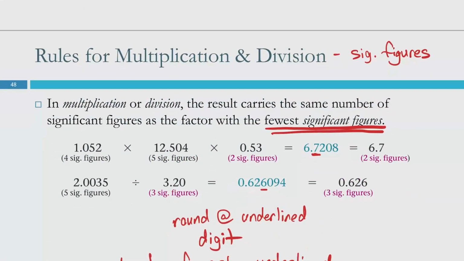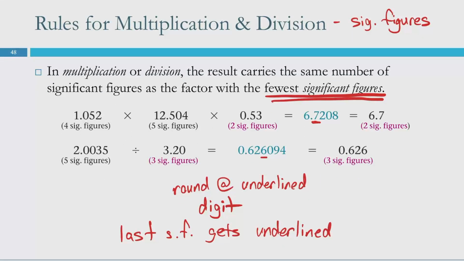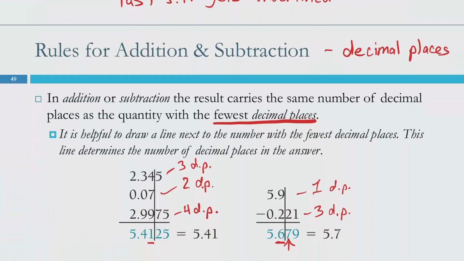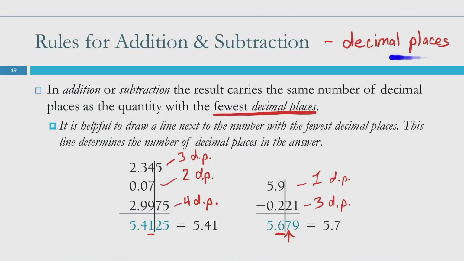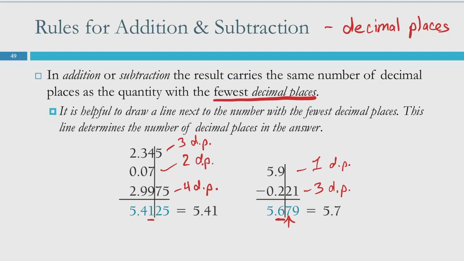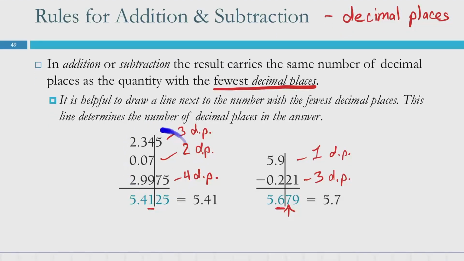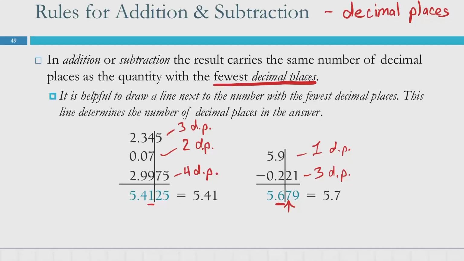So our rule for multiplication and division, as a reminder, we're going with which term has the fewest significant figures. So if one of our terms has 3 and the other has 5, our final answer gets rounded to 3 significant figures. If we're doing addition and subtraction, what we care about is decimal places, and we are going to use the fewest number of decimal places in our final answer. So like in this left example, we're adding all these terms up. We've got 4, 2, and 3 decimal places. 2 is the smallest number of decimal places, and so that's the number we'll round to for our answer.